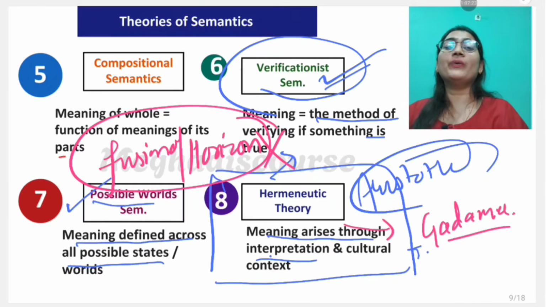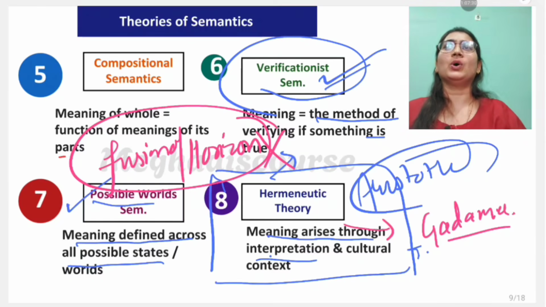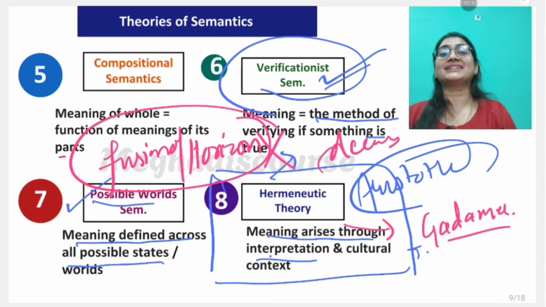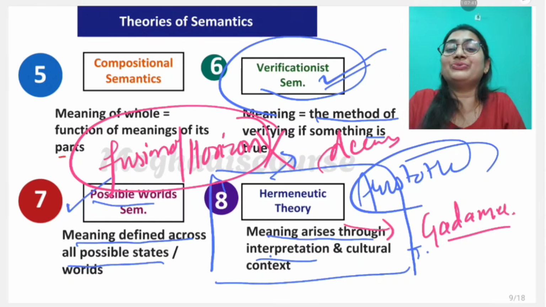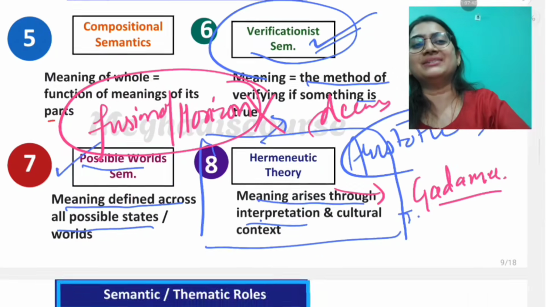Here the question arises that if meaning completely depends upon interpretation, does any text have a stable or fixed meaning at all? So that's why we have the theory of deconstruction. That is Jacques Derrida's theory, that meaning is infinitely deferred, always slipping away and never final. So this is all about the theory of semantics.